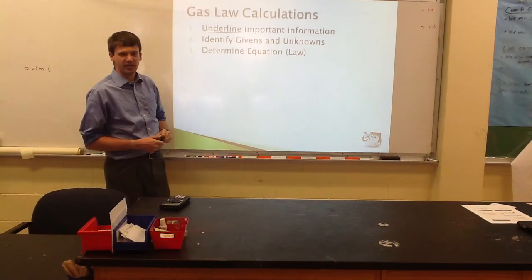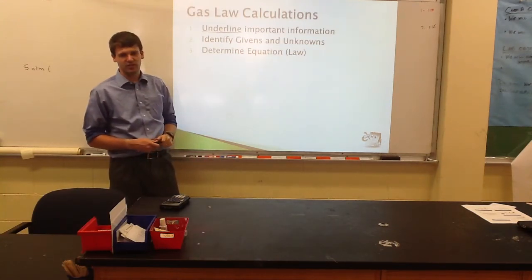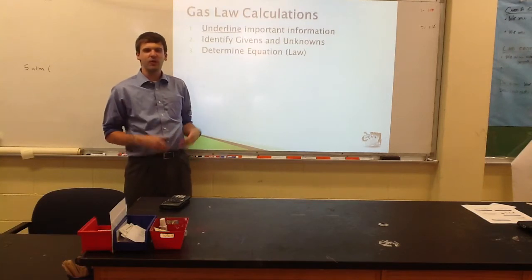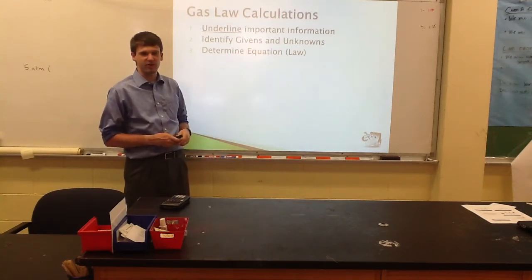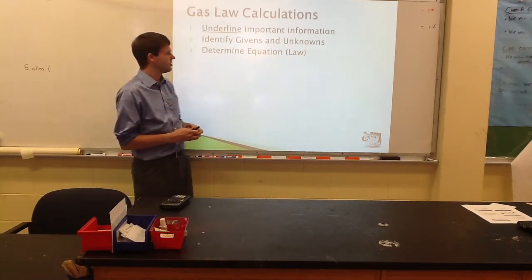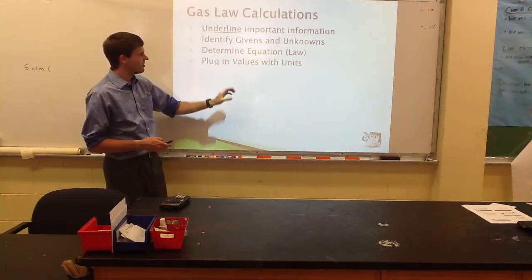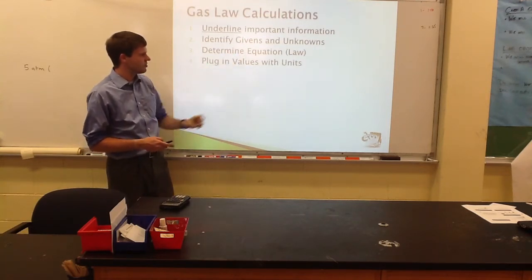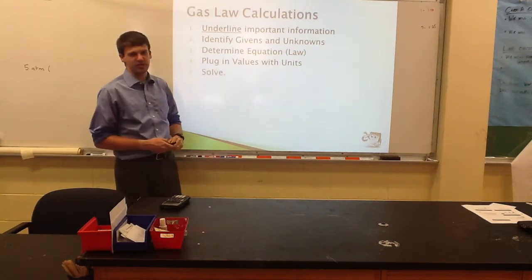After we figure out our givens and our unknown, we will determine what equation to use. So right now we're talking about Boyle's law. So we know that our givens will be pressure and volume, and our unknowns will be some other pressure or volume. After that, we will take the law and plug in our givens and unknowns with units in order to solve our equation.